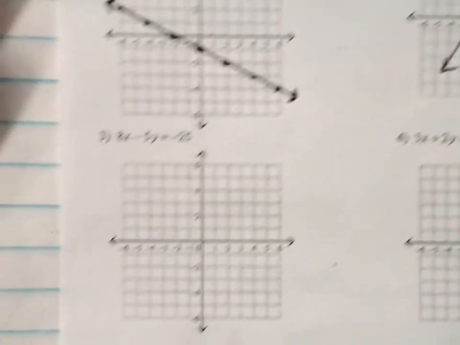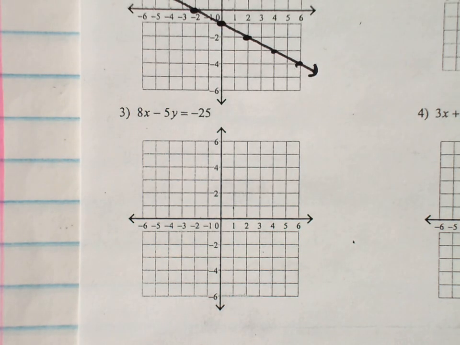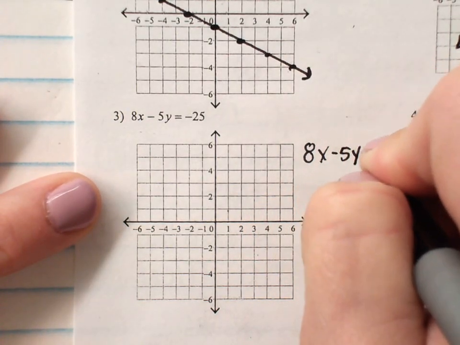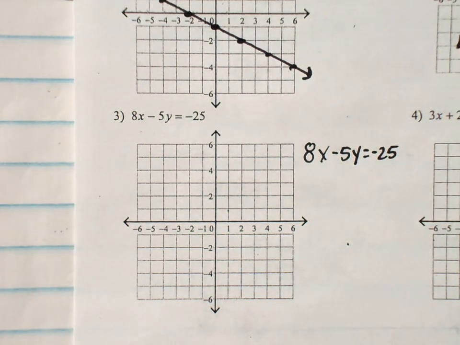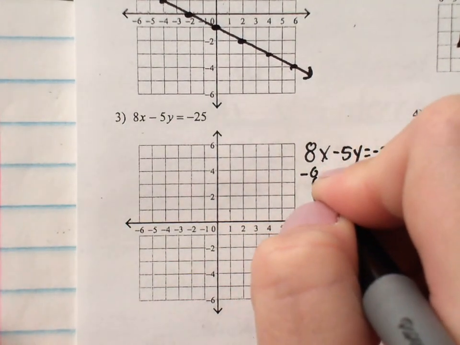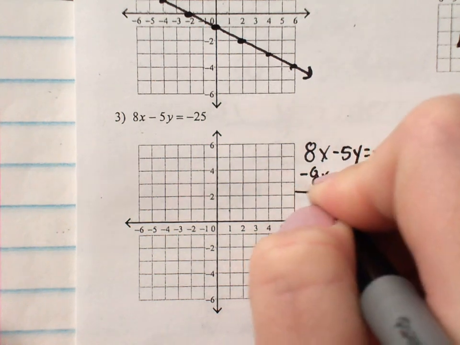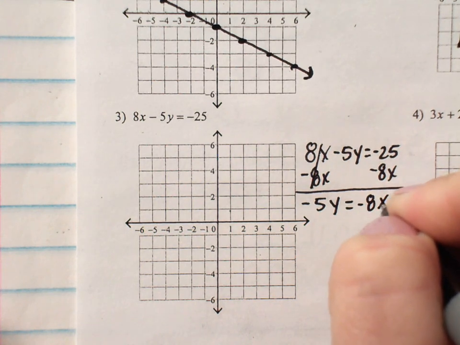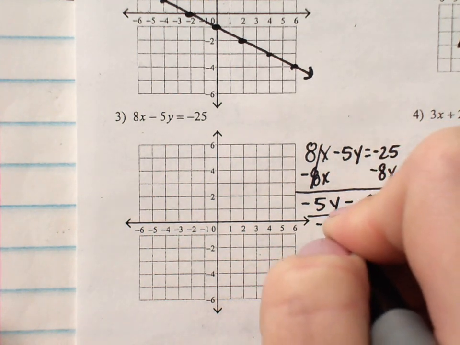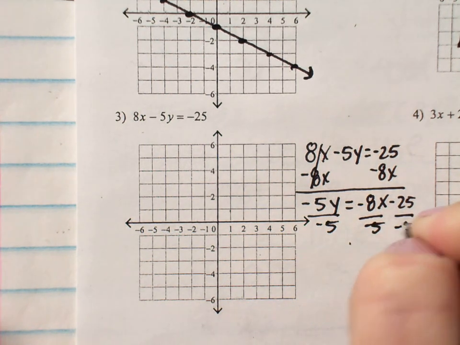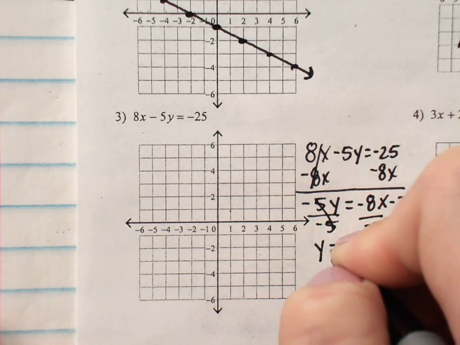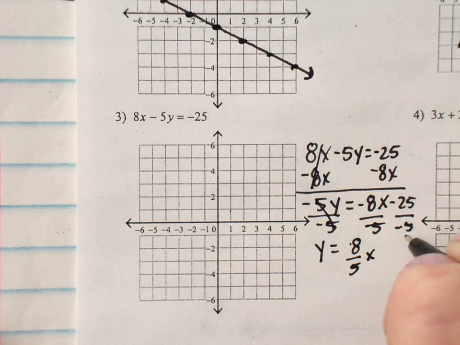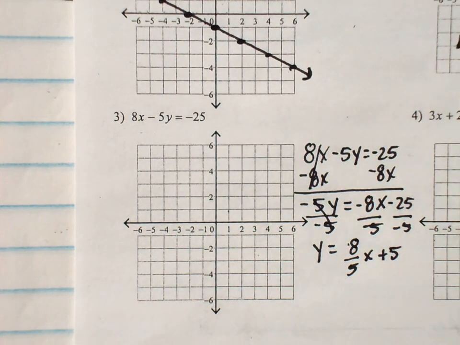Now we also have to know what to do if it's not in slope-intercept form. Remember, we need to put it in slope-intercept form. So I have 8x minus 5y equals negative 25. We need to put that in slope-intercept form. So I'm going to subtract 8x on both sides. That's going to give me negative 5y equals negative 8x minus 25. Divide everything by negative 5. And we have y equals negative 8 over negative 5 is 8 over 5 x. Negative 25 divided by negative 5 is positive 5.